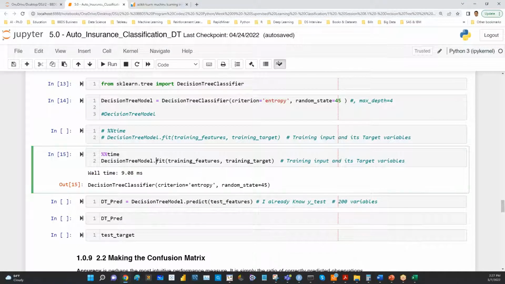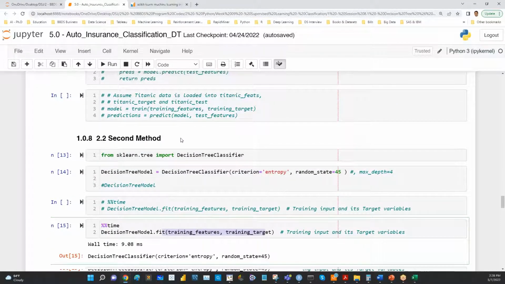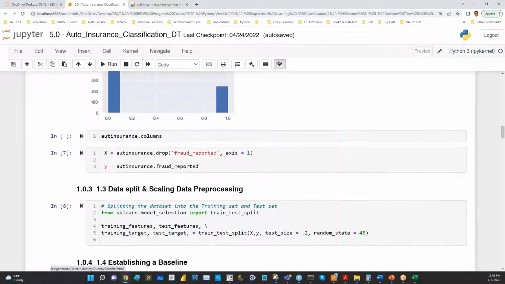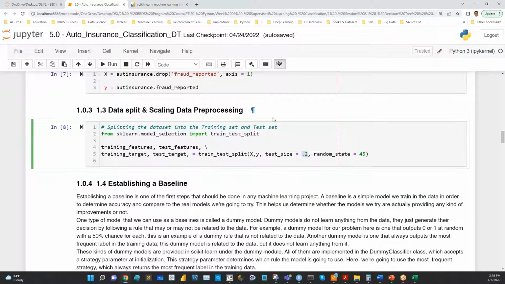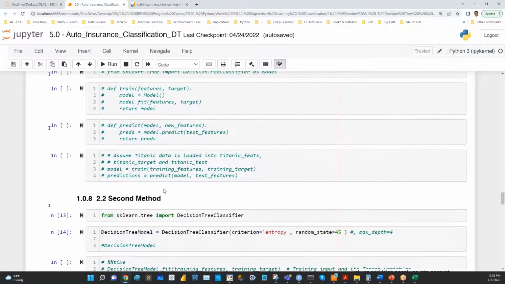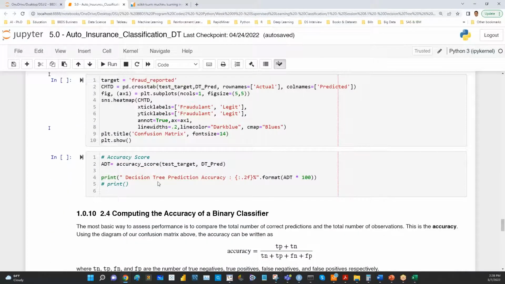Okay, so now we trained the model. We learned something, but we don't know how good this something is. So what we got to do is we are going to test it on the 20%. Yeah, we are going to test it on our 20%. So we trained the model on the 80% X and Y.